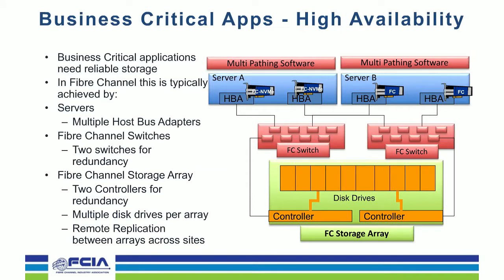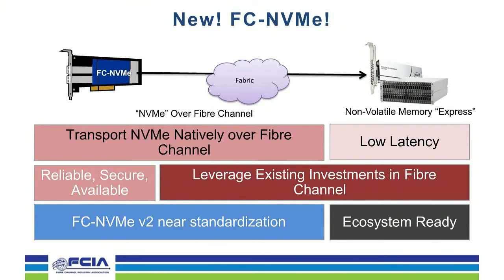We talked about high availability, about how Fibre Channel SANs use multipathing software and multiple different paths to a storage array to make sure things are reliable: multiple switches, multiple paths, multiple HBAs, and multipathing software that runs on top of that. The other big thing within Fibre Channel, and I think Barry will spend a little bit more time on this, is NVMe.